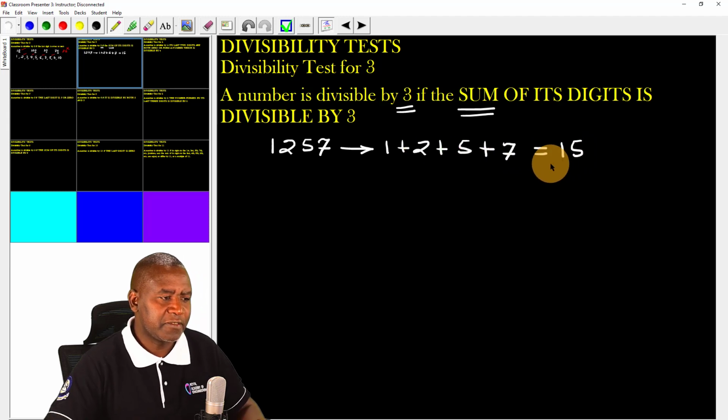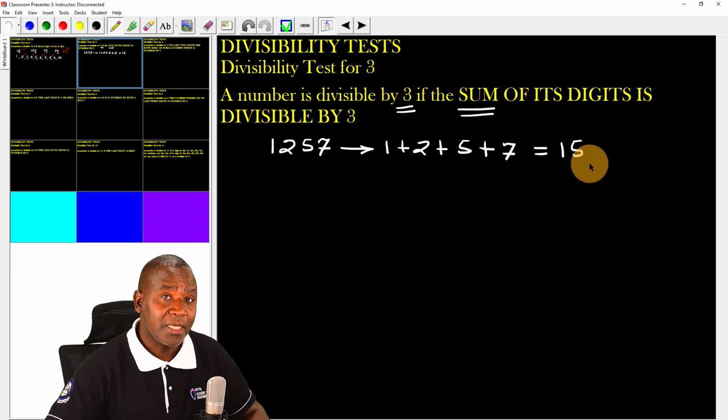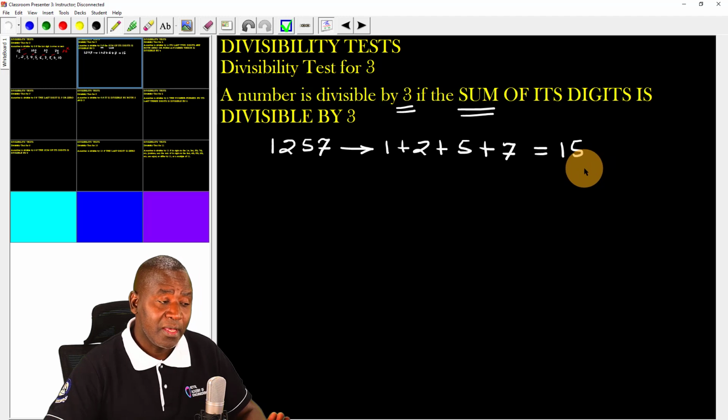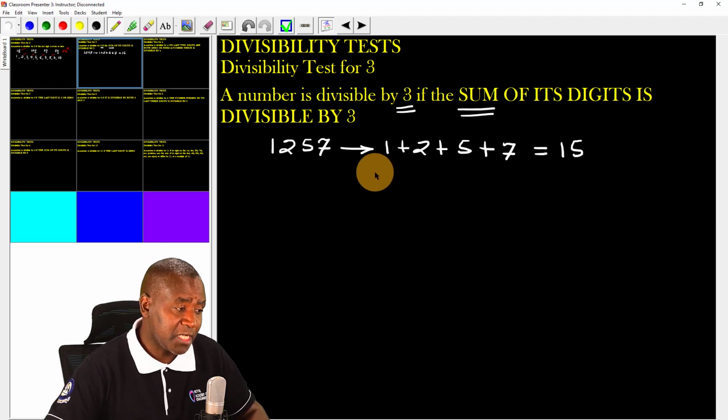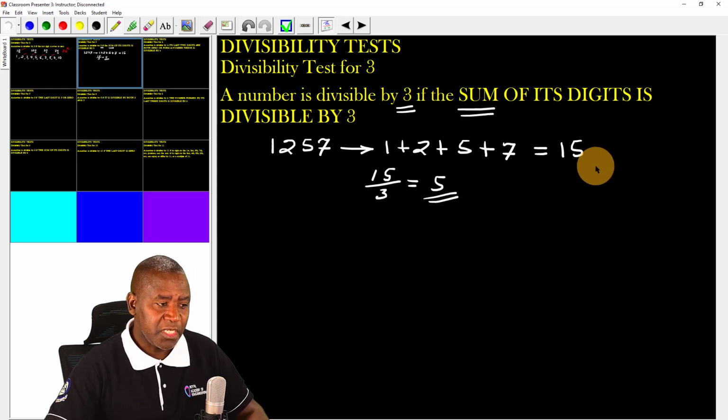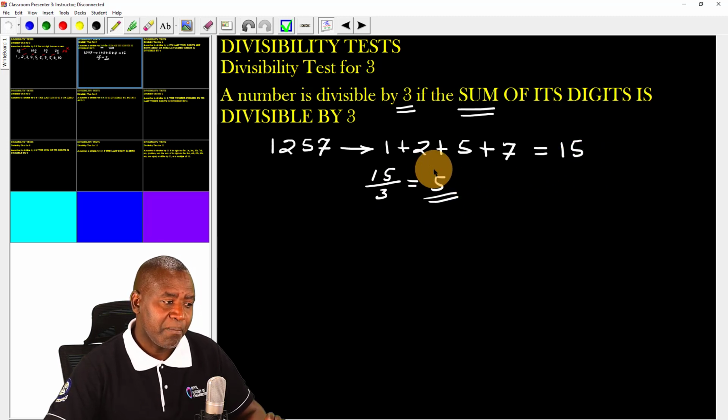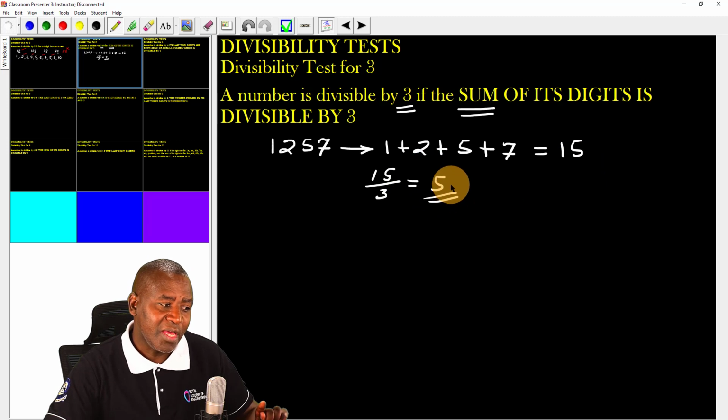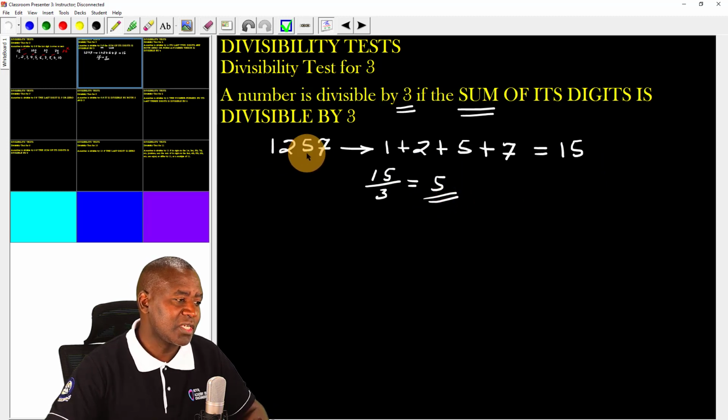Yes, it gives us 15. Is 15 divisible by 3? Yes. Since 15 is divisible by 3 exactly without a remainder, because if we divide 15 by 3, we get 5, then the number 1257 is divisible by 3.